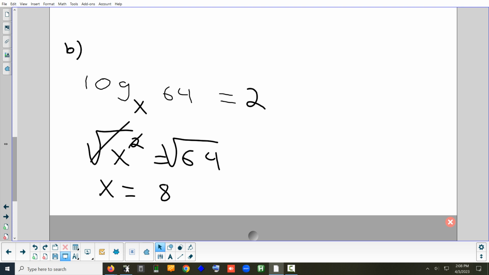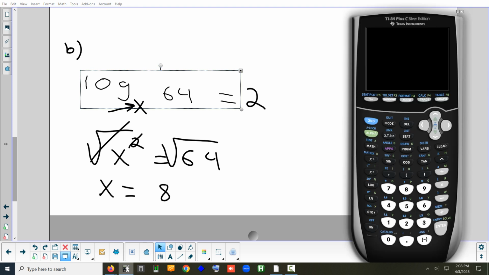Now, normally when you take a square root, how many answers do you get? Like if I asked you the square root of, well, let's do 64. What times what is 64? 8. Okay, so 8 times 8 is 64. And -8 times -8. Well, when we're dealing with logarithms, negative numbers are not allowed in the base, and they're not allowed for the argument. So we don't have to worry about the negative answer.